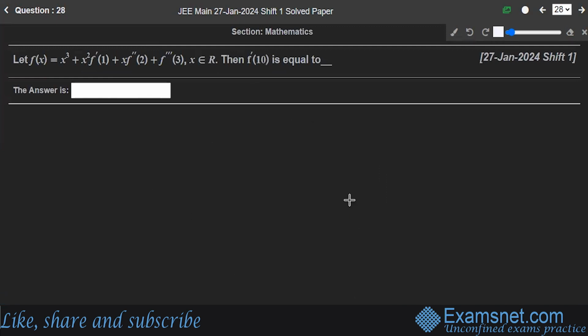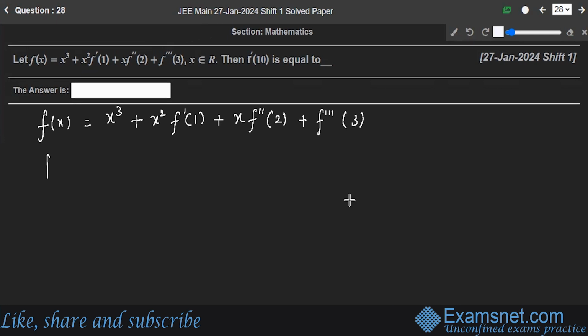Let fx be defined by this function, which includes the first, second, third derivatives of f. You have to find out f dash 10. Okay, first thing, you have the function x cube, x square, f dash 1, x, f double dash 2, 3 for all x belonging to R.